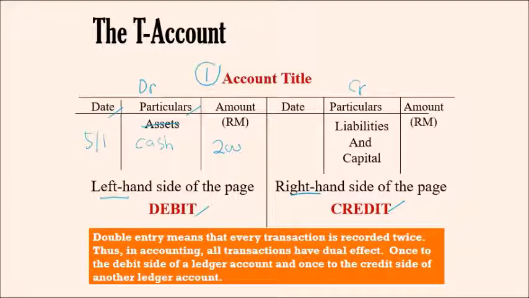Double entry means that every transaction is recorded twice. Thus, in accounting, all transactions have dual effect. One on the debit side of the ledger and one on the credit side of the ledger account also. Okay, as I said before, in accounting, everything has to be balanced. Okay, so next.